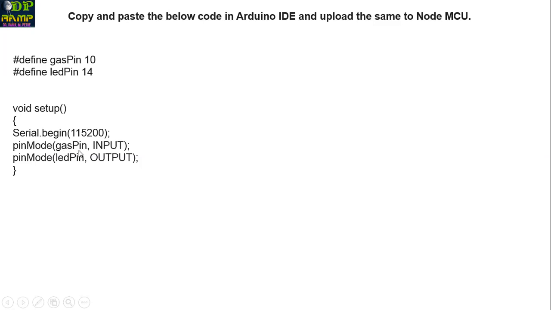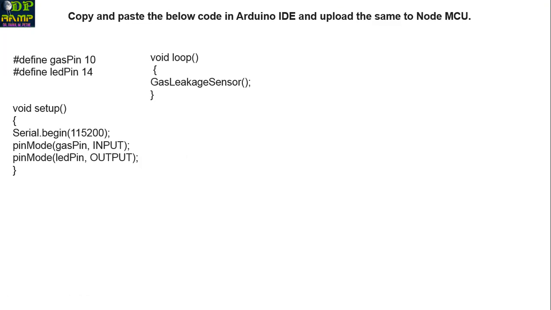And it indicates gas pin. Gas pin is connected at pin number 10 in the hardware and works as an input. So we write INPUT, we use it as an input. The LED works as an output, so pinMode LED pin, which is connected at pin number 14, works as an output. So here we are initializing the pins which are already connected in the hardware, pin number 10 and pin number 14.